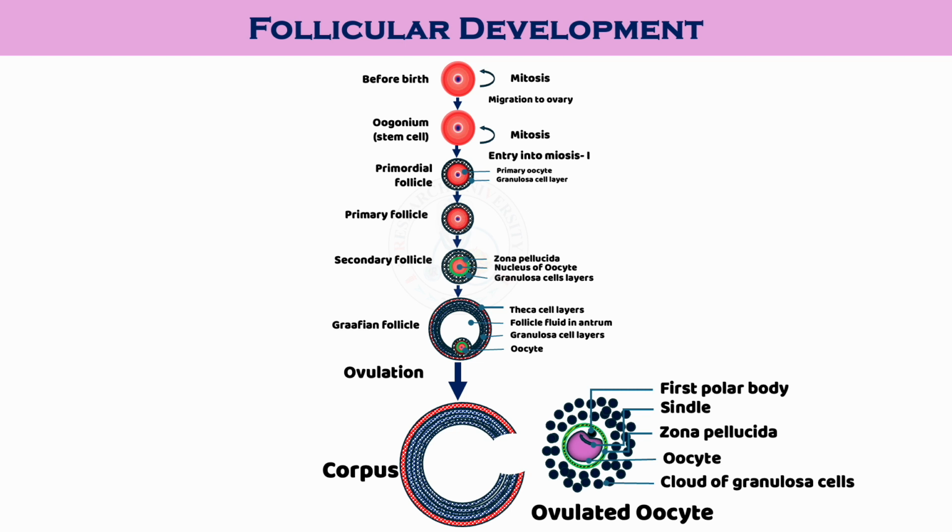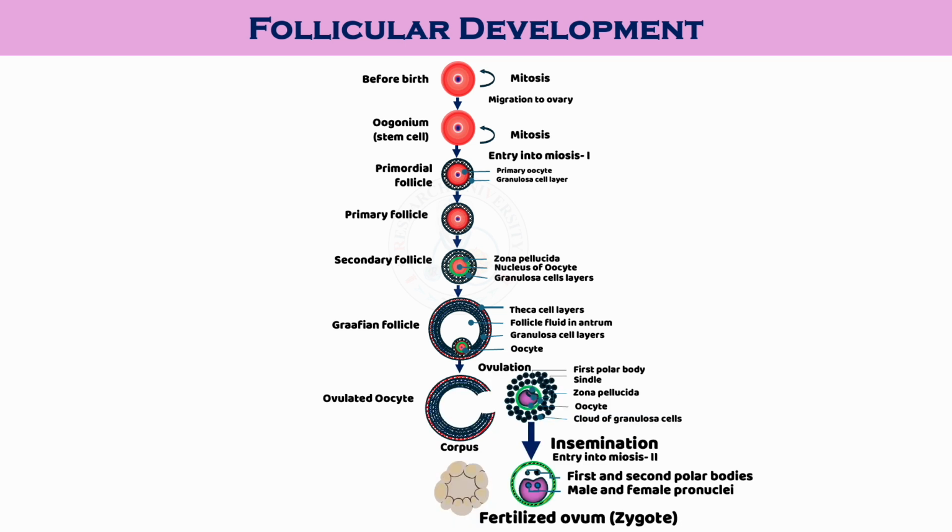The mature oocyte contains the structural parts: the first polar body and spindle, the zona pellucida, the oocyte, and a cloud of granulosa cells. Until now, this mature oocyte has completed only meiosis 1. It has not yet entered meiosis 2. Now the final step is fertilization.